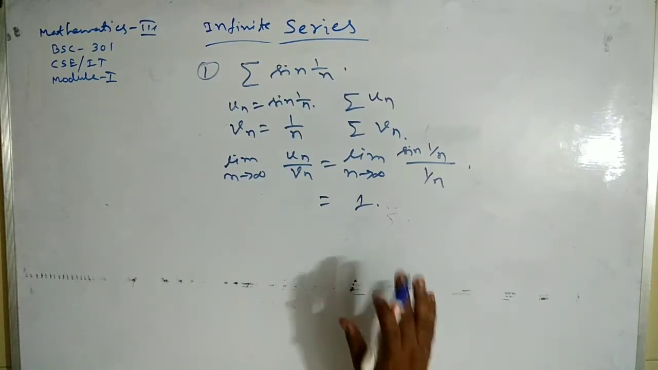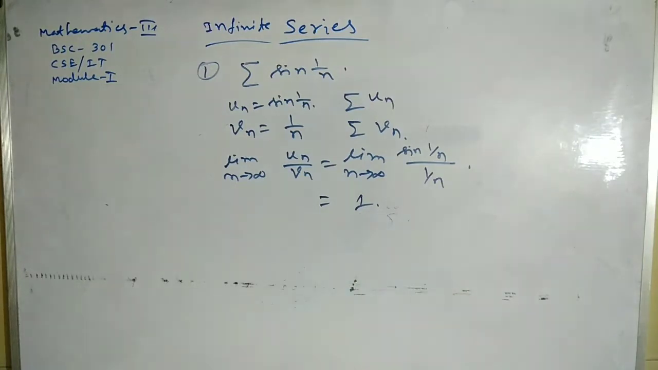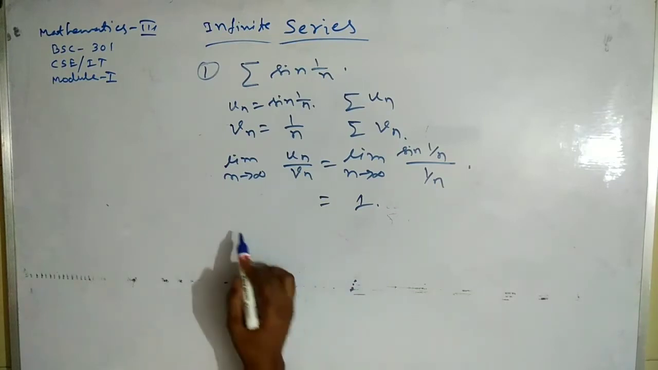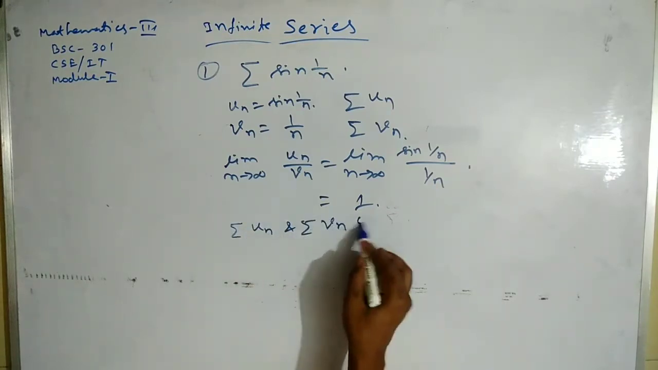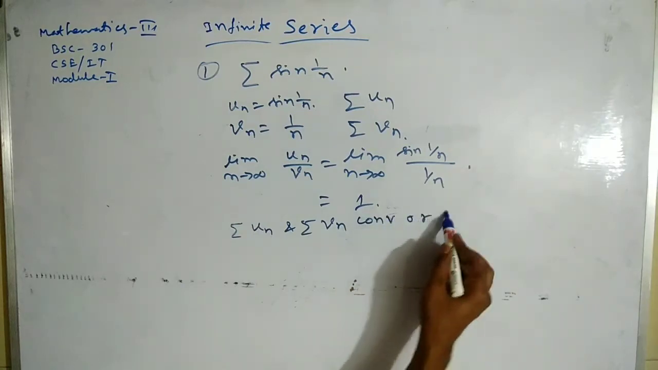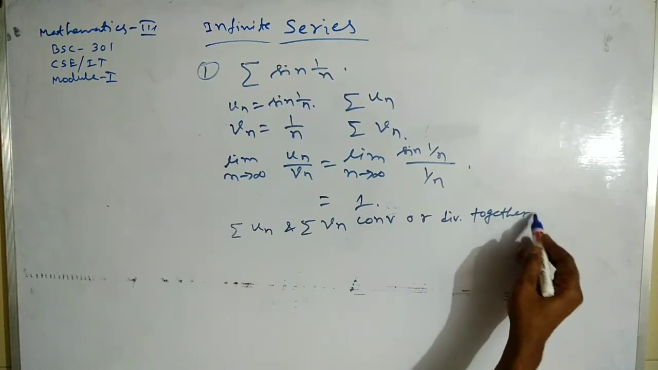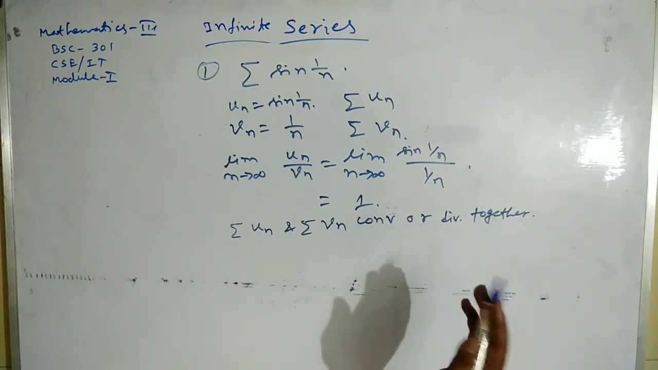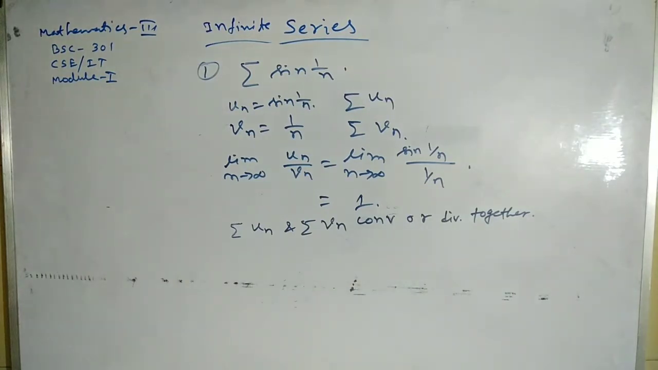From this non-zero finite real limit, we can just say that summation un and summation vn converge or diverge together. From this we can't say that summation un is convergent or divergent. We can just say that these two series converge or diverge together.